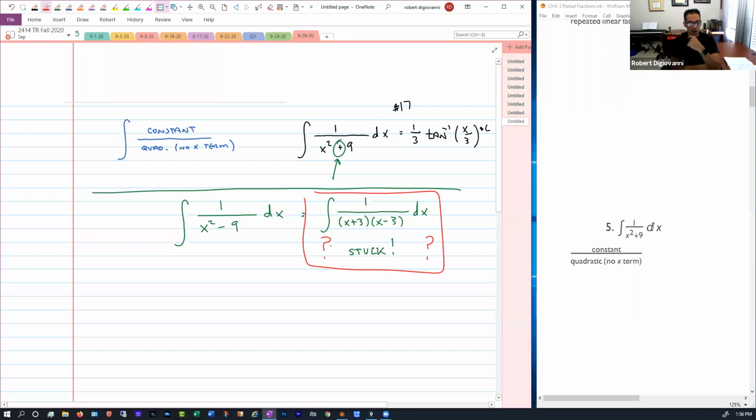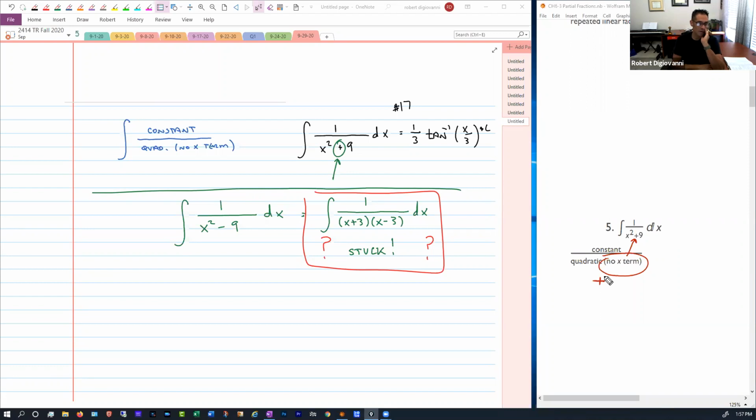But if we have a quadratic on the bottom and we're missing the x term, and if you want, you can add to this note over here. You're missing the x term, and it's a plus in between, then we've got formula 17, all right? If it's a minus, we'll be able to factor and do something later. Just right now, we can't.